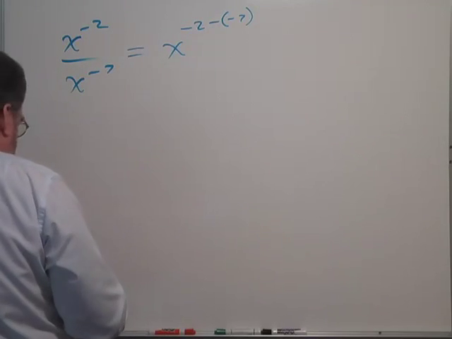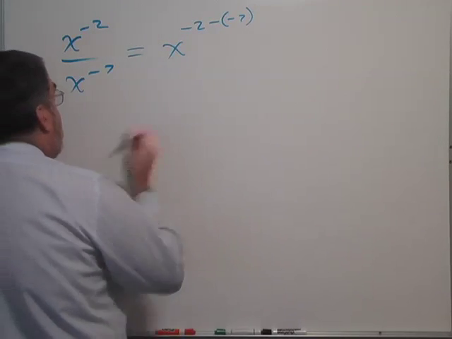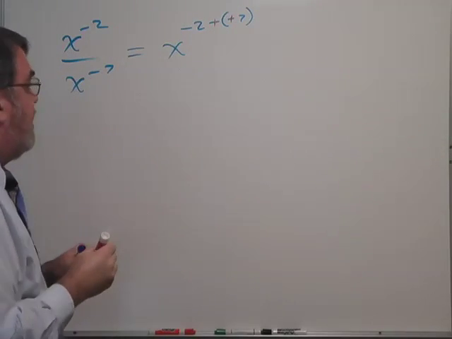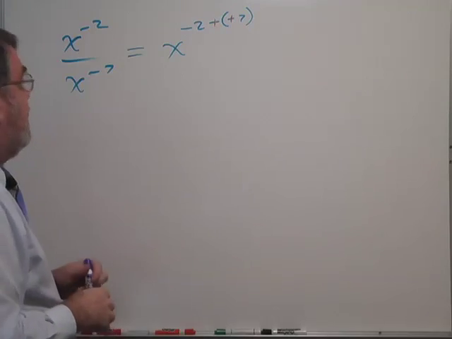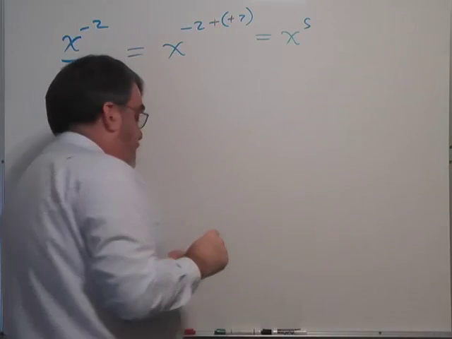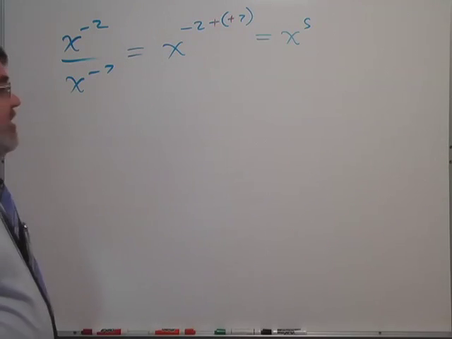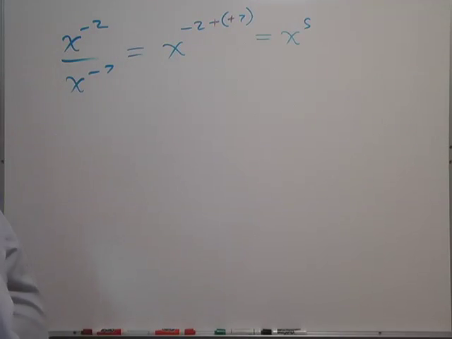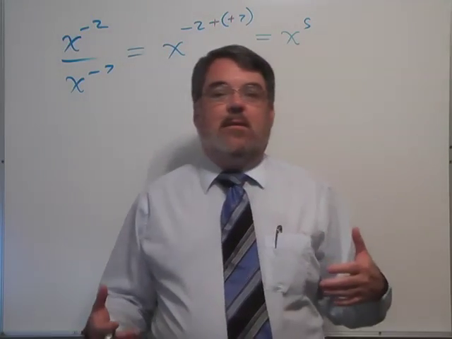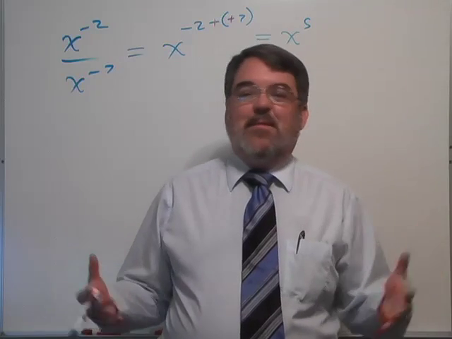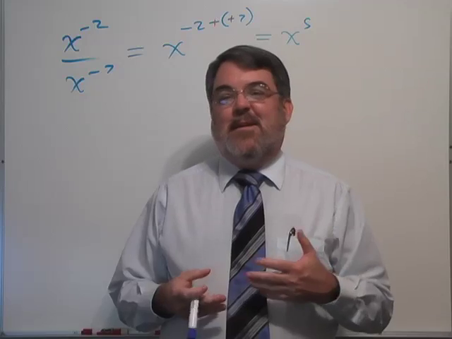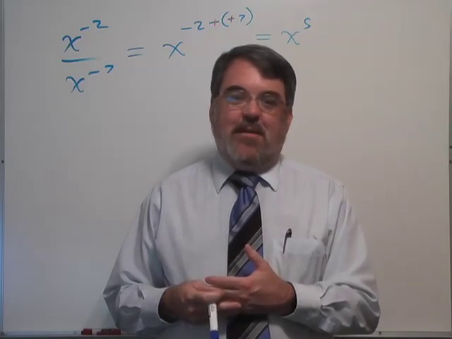All right, so let's finish it. We're subtracting negative 7, so the two negatives side by side will cancel. Negative 2 plus 7 is x to the 5th power. Now that's really not a lot of work, but let me show you another approach, which I think in time you'll find may save a step or two, and also may prevent some careless errors.